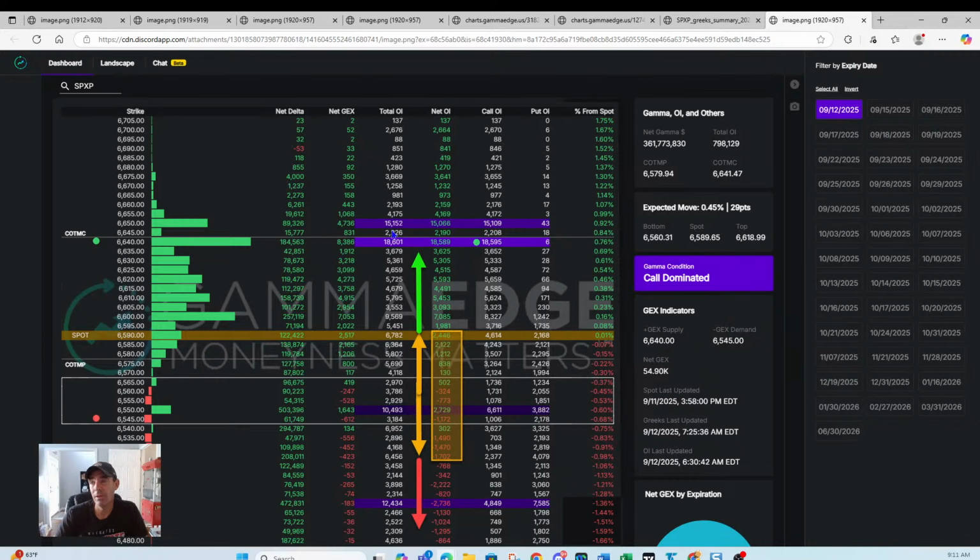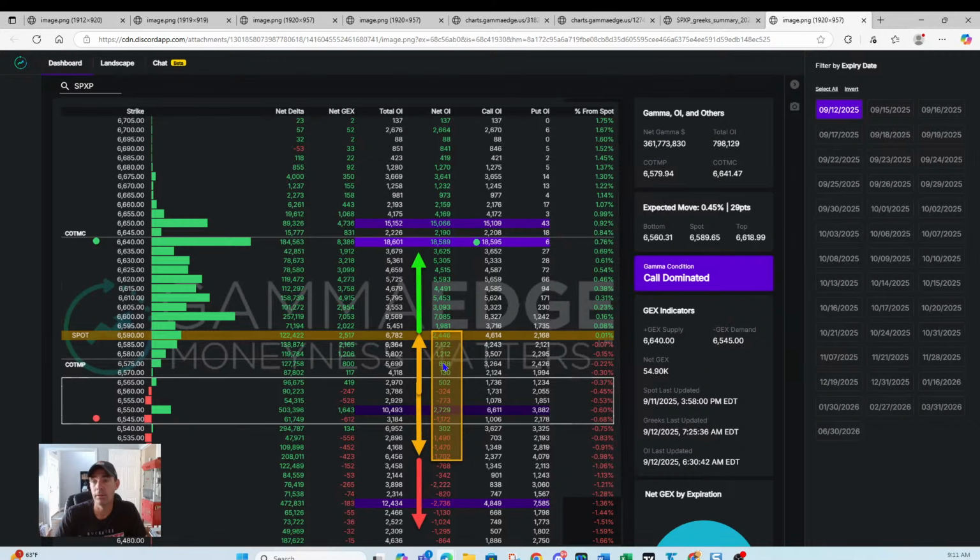Now, not really thinking that we drive all the way to 6640 today. 6600 was a real possibility yesterday, but we'll see. Just a significant amount of overhead net delta, net OI, total OI here heading into a Friday. We may see the volume drop off rapidly into the afternoon session, so we'll continue to monitor that.